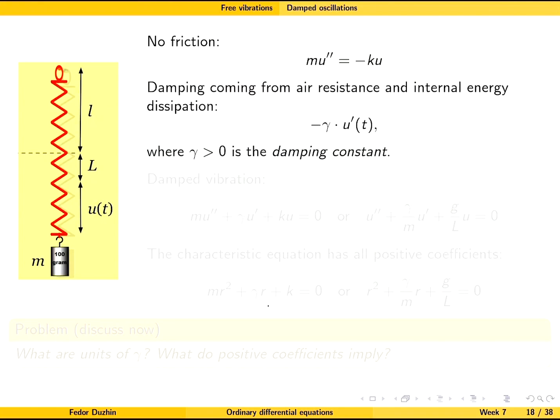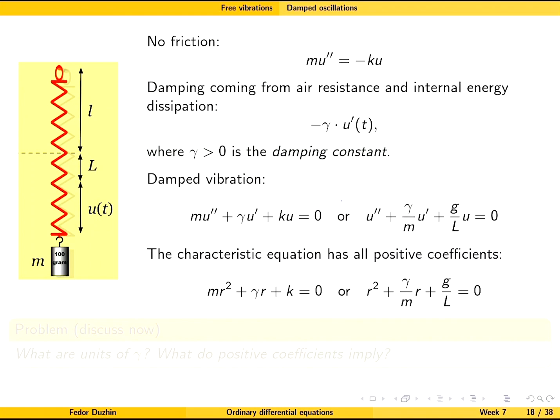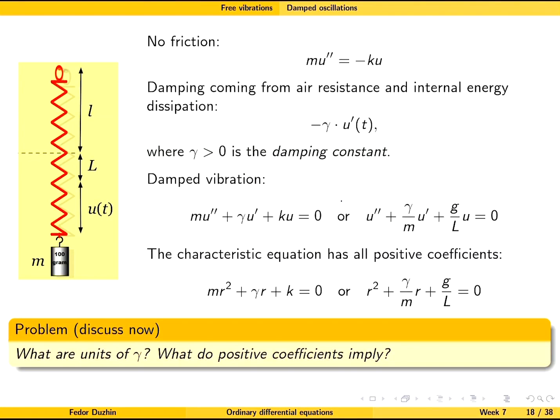And then if you move everything to the left-hand side, then you are going to get this equation, or alternatively, it's up to you, in this form, or in this form. Now, in either case, it is important to see that all the coefficients of the characteristic equation are positive. Right? So I suggest that you pause the lecture now and try to think what the units of gamma are and what it means for a second order linear homogeneous differential equation with constant coefficients to have positive coefficients. Okay, and now let me explain it.